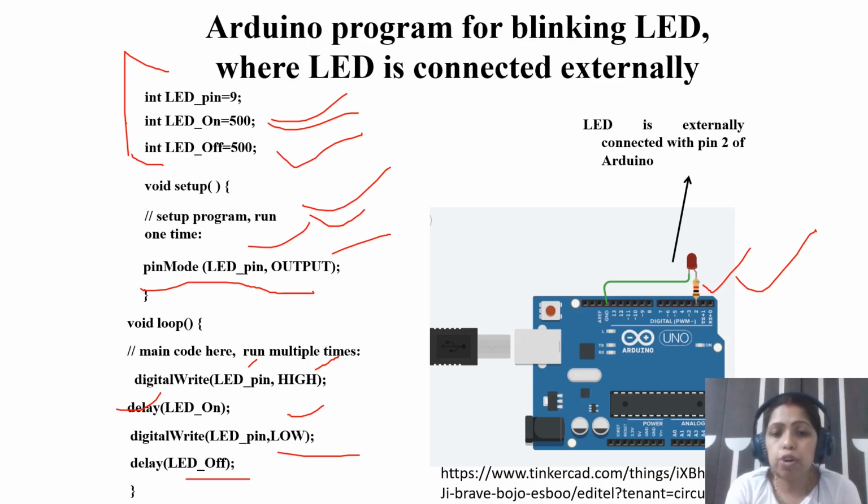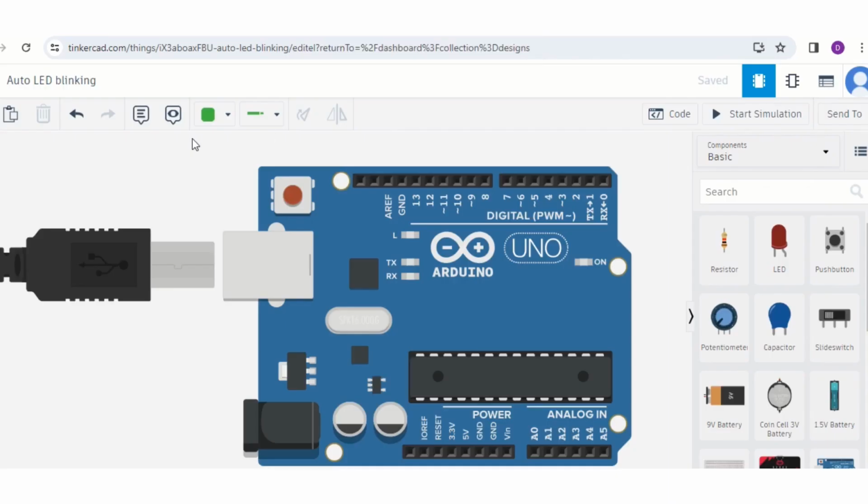Now I will show you the program in the Tinkercad. This is the auto LED blinking. That means I have not connected an external LED here, as I have told, right? So here you can see at pin number 13, already one LED is connected. Internally the LED is connected with pin number 13. We will write the code and check whether this LED is blinking or not. Okay, so this is the Tinkercad platform, I think all of you know. In another lecture I will show the basic concept of Tinkercad. Now I am showing you the programming.